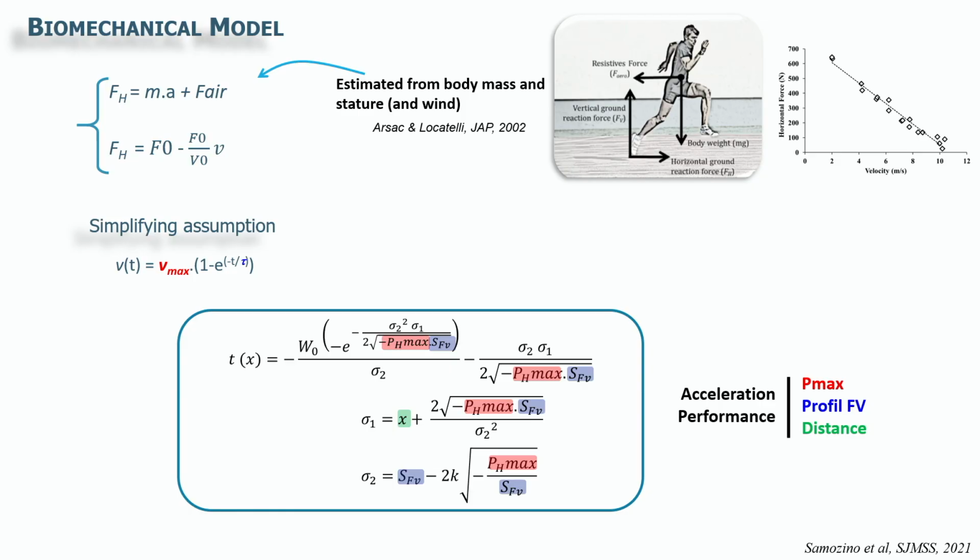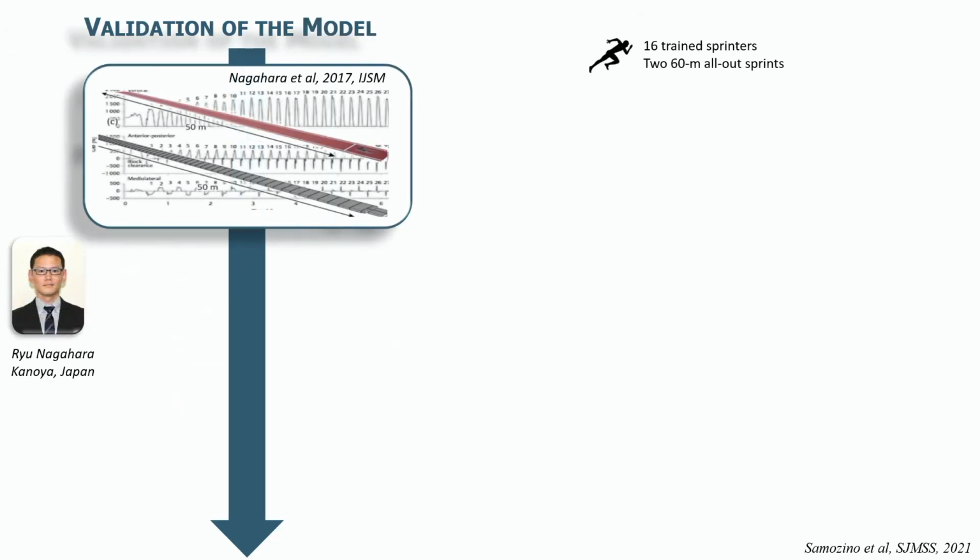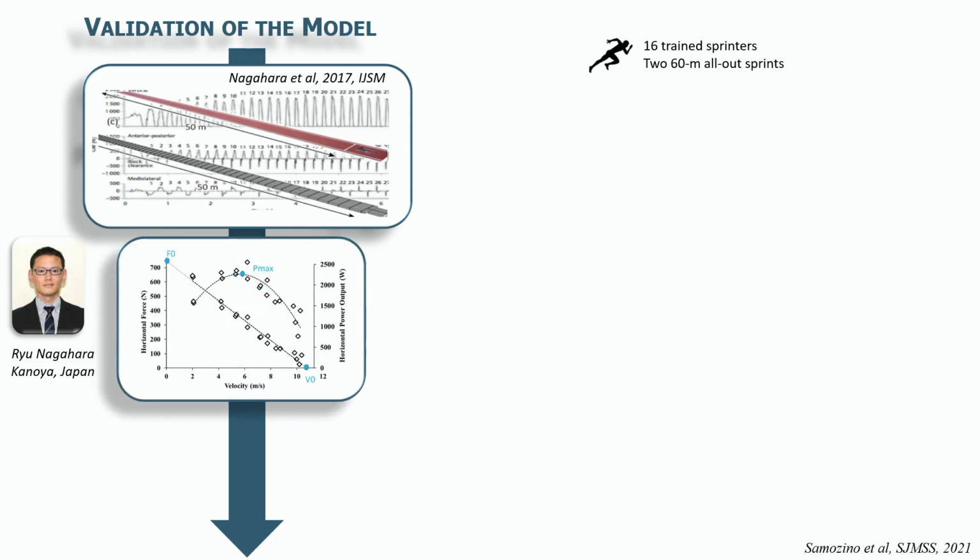And quantify this effect for different distances. Before playing with this equation, we validated it. For that, we used the MAGIC system from Ryu Nagahara in Japan, with a 50-meter force plate. We asked some trained sprinters to do sprints of 60 meters, and we measured the force at each step. So we have their force-velocity relationship and power-velocity relationship for everybody.